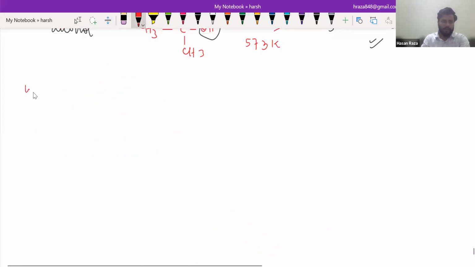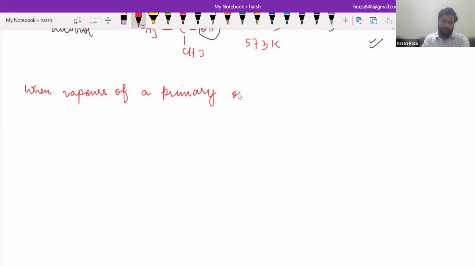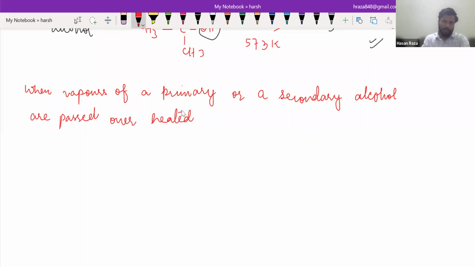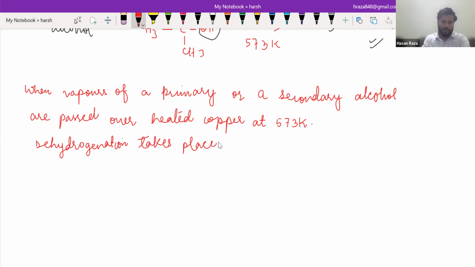So write a point about this reaction. When vapors of a primary or a secondary alcohol are passed over heated copper at 573 Kelvin, dehydrogenation takes place. You know what is dehydrogenation? Yes, sir. Removal of hydrogen.